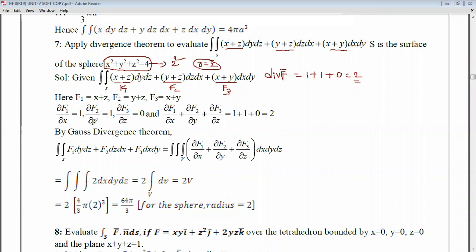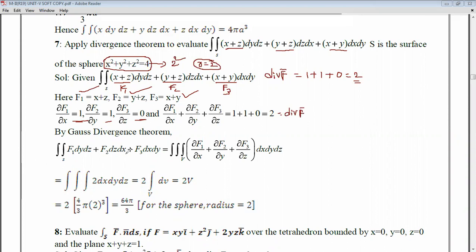So for that, here they wrote f1 is x plus z, f2 is y plus z, and f3 is x plus y, and we found the derivatives for this. ∂f1/∂x is 1, ∂f2/∂y is 1, and ∂f3/∂z is 0, and simply we added those three, and then we got the divergence f bar.